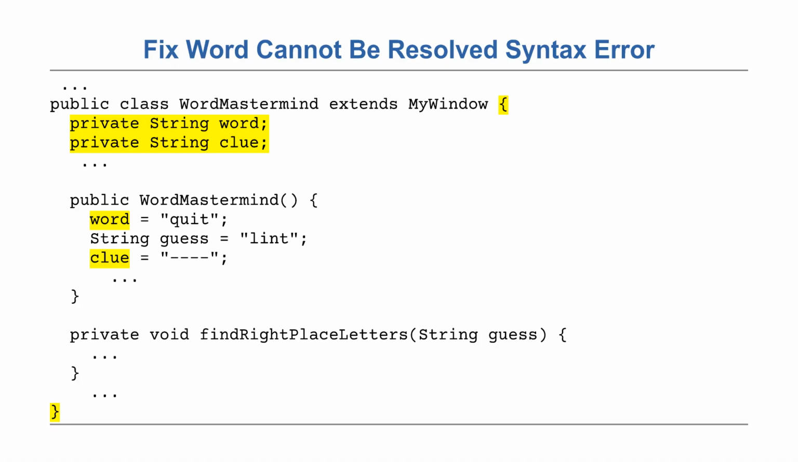Variables declared in the class block are called instance variables. Just like methods in a class, instance variables should be declared as public, private, or protected. Because word and clue are already declared in the class definition, do not declare them again in the constructor. Hint: remove the String declaration so they become simple assignment statements, not declaration statements. Let's change the word and clue variables to be instance variables.